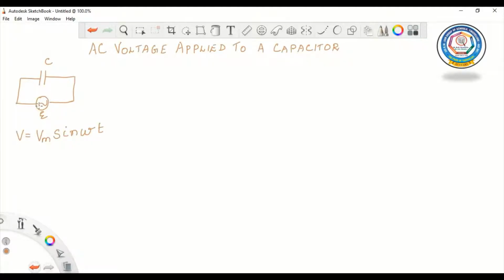But here, when the capacitor is connected to an AC source, it limits or regulates the current. So here we have connected the capacitor to an AC source. It will limit or regulate the current but does not completely prevent the flow of charge. The capacitor is alternately charged and discharged as the current reverses each half cycle.